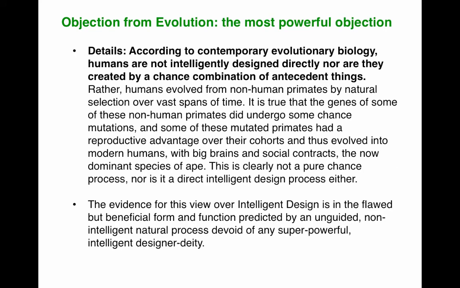I'll say just a little more about the objection from evolution. Here are some details. According to contemporary evolutionary biology, humans are not intelligently designed directly, nor are they created by a chance combination of antecedent things. Rather, humans evolved from non-human primates, by natural selection over vast spans of time. It's true that the genes of some of these non-human primates did undergo some chance mutations, and some of these mutated primates had a reproductive advantage over their cohorts, and thus evolved into modern humans with big brains and social contracts, the now dominant species of ape.